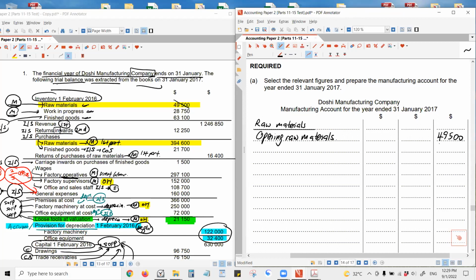Now continue. 394,600. Purchases of raw material, write it down here.